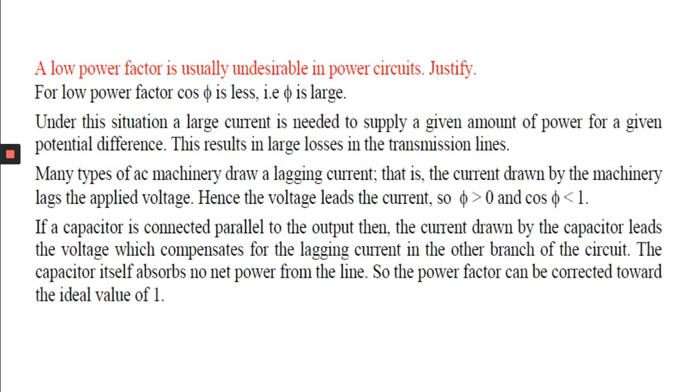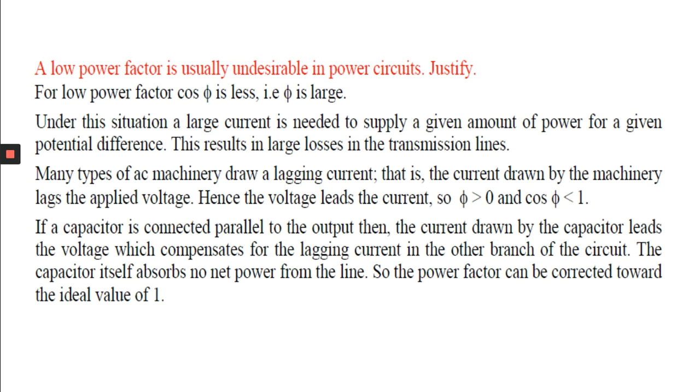So low power factor means what? If cos phi is less, obviously phi is more. Under this situation, what happens? A large current is needed to supply a given amount of power for a given potential difference. This results in large losses in the transmission lines, as you know that the loss is I square R.